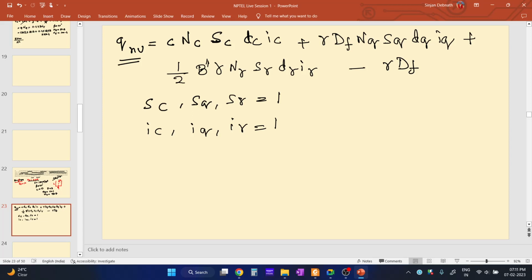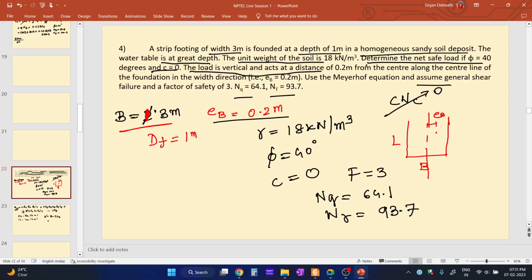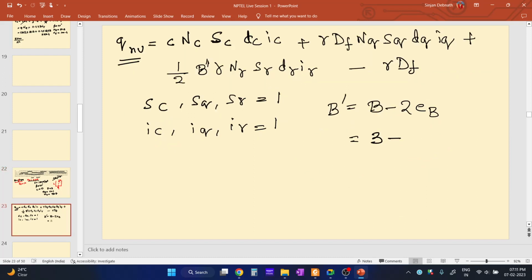We need to calculate the depth factors. For the depth factors, we need to find out b dash. So what is b dash? B dash is B minus 2eb, because the eccentricity is along the breadth. So what is the B value? The breadth of the foundation is 3 meter. So 3 minus 2 into the eccentricity. What is the eccentricity? It is 0.2 meter. So 3 minus 2 into 0.2. So this one is 2.6 meter.